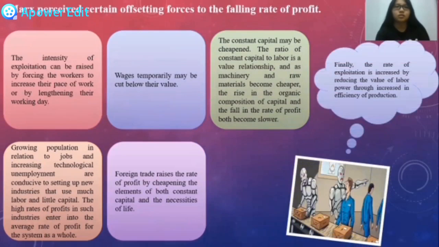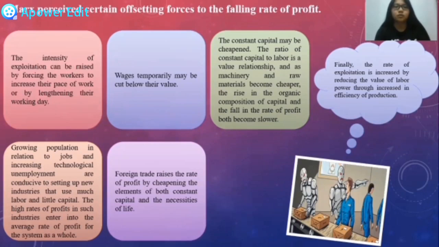First, the intensity of exploitation can be raised by forcing the workers to increase their pace of work or by lengthening their working day. Second, wages temporarily may be cut below their value. Third, the constant capital may be cheapened. The ratio of constant capital to labor is a value relationship, and as machinery and raw materials become cheaper, the rise in the organic composition of capital and the fall in the rate of profit both become lower.